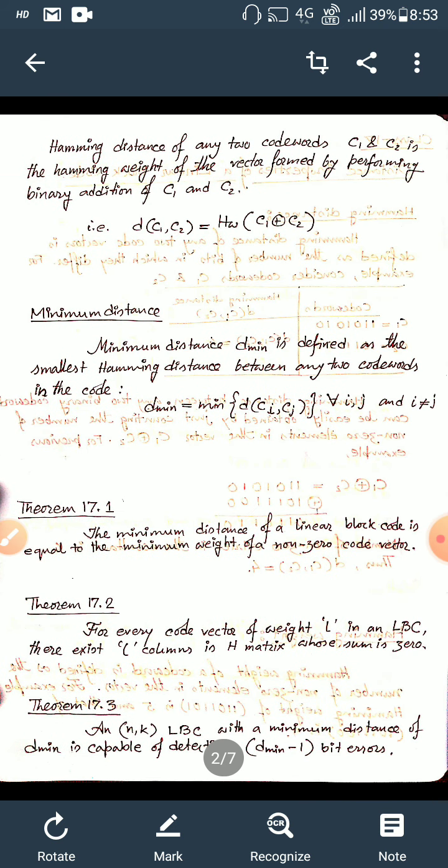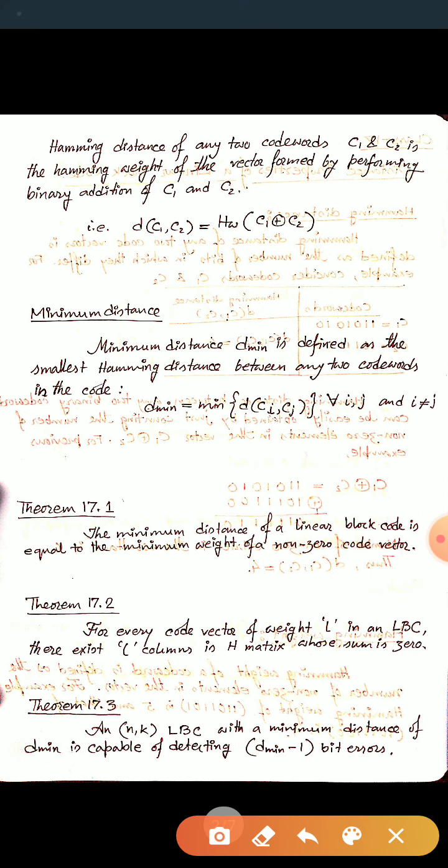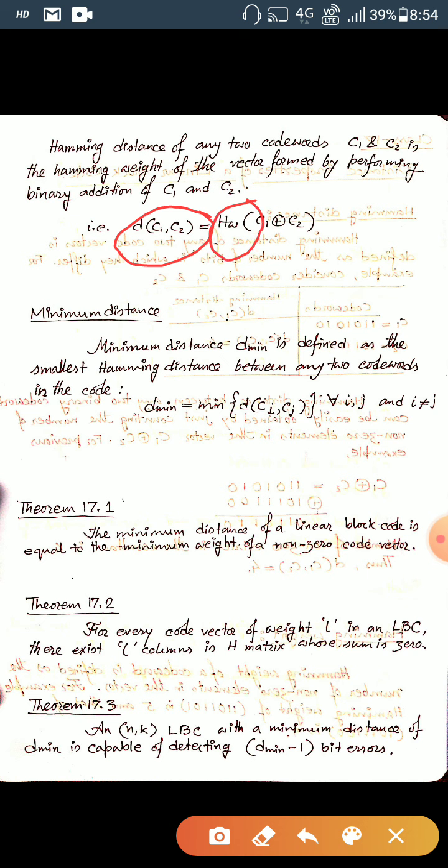The Hamming distance of any two code words, that is C1 and C2, is the Hamming weight of the vector formed by performing the binary addition of C1 and C2. We already talked about that one. We already told you that this is the process by which you can identify the Hamming weight. That is, D is defined as the Hamming distance, and HW is the weight of the resultant value of C1 XOR C2.